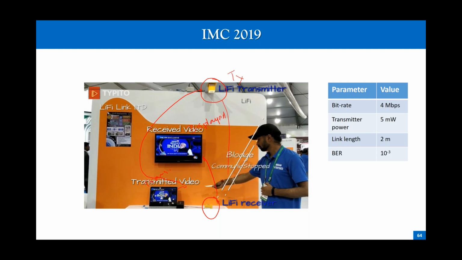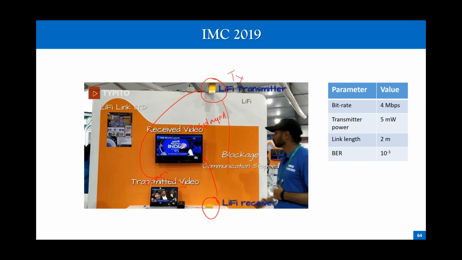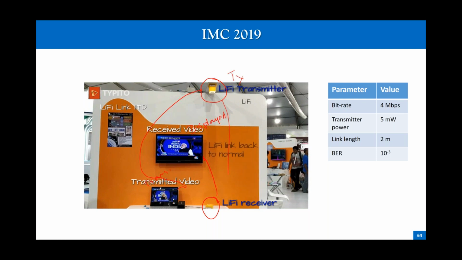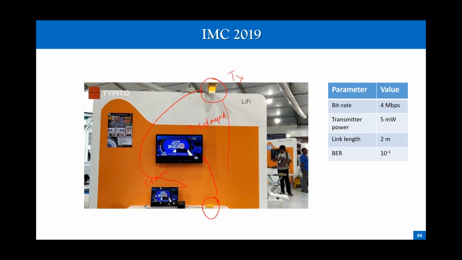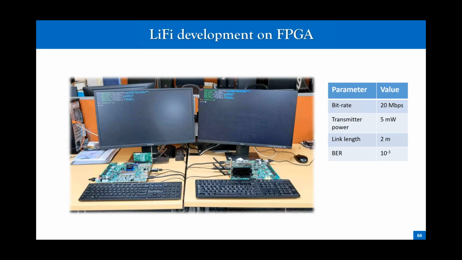So we are creating the shadowing effect, and when a person blocks, of course the received video stops. Okay, and as the blockage is removed, we get the normal Li-Fi link back. So this demonstrates that Li-Fi communication works. Okay, and we have been able to do a video transmission over Li-Fi. Now let us look at another demo.